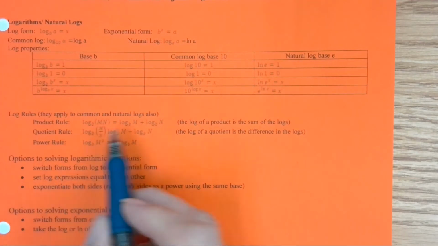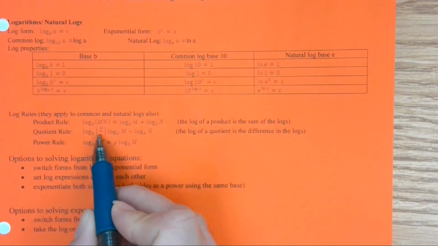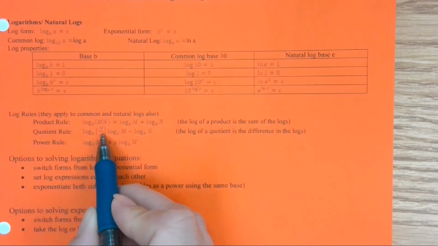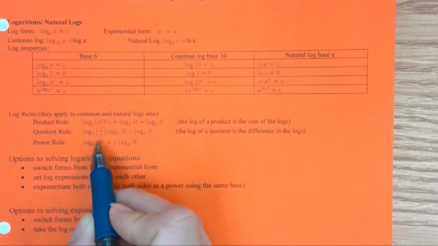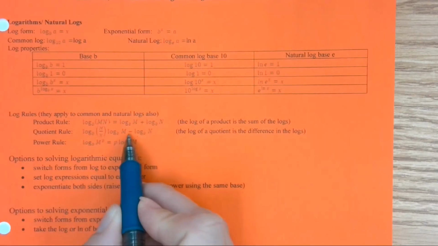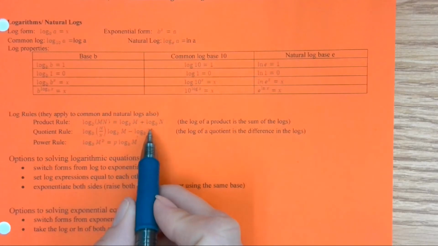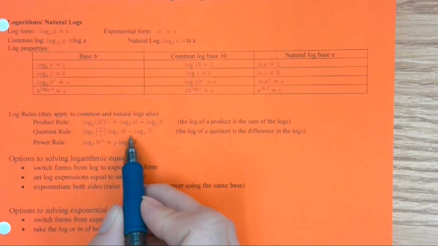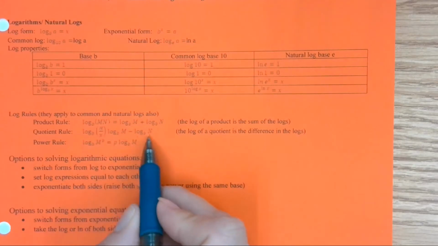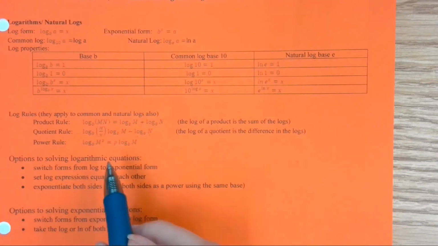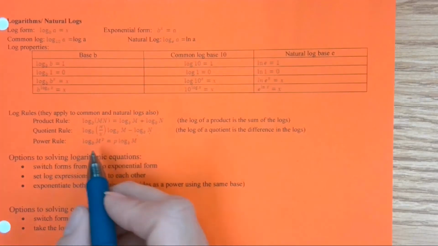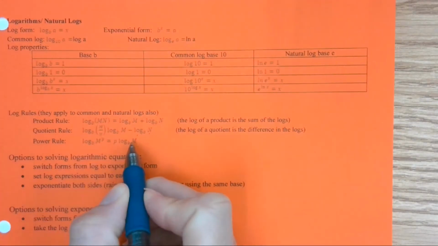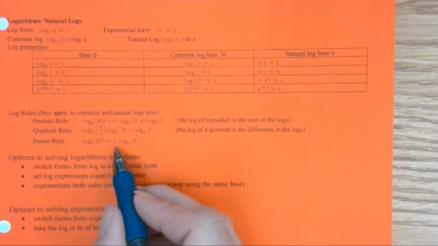For your quotient rule, if you have a quotient, you can separate that by creating a difference. Please be certain that the expression that is in the denominator must have the subtraction symbol in front of it. And that works the other way around. If you have log of m minus log of n, if you have a difference, you can combine that by creating a quotient where the n has to be in the denominator. And then the last rule is our power rule. So if you have a log base b of m to the p, you can take this p, scoot it out to the front, and it becomes a coefficient, or the other way around, you can pull the p up as an exponent.